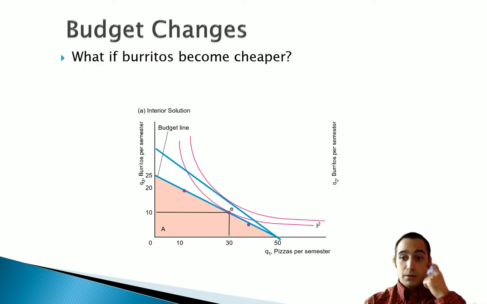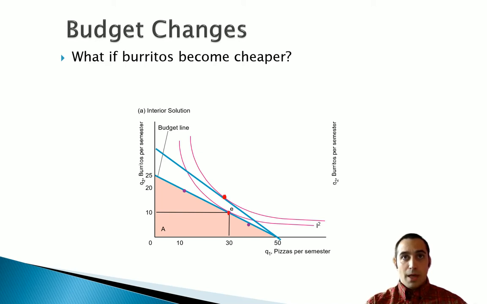Again, we should think, should we expect this to make us better or worse off? Well, how do I find my optimal bundle and my maximum utility along the new line? Give it a think. Well, originally it looked like we were tangent at E. Now with burritos cheaper, my budget has rotated outwards, and it looks like I'm consuming at a point somewhere around here.